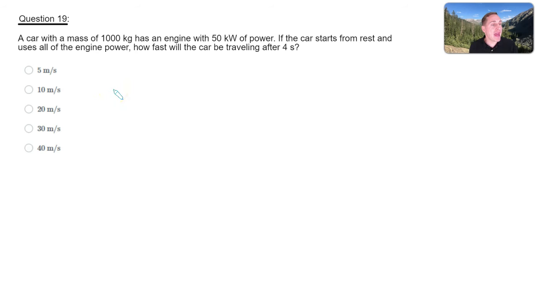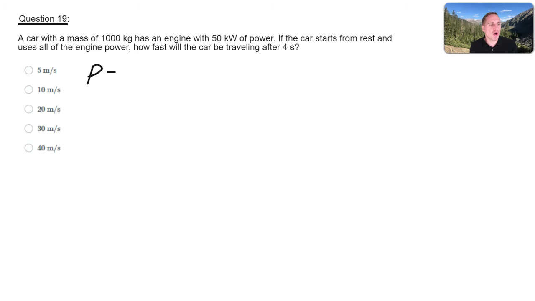Question 19. A car with mass 1,000 kilograms has an engine with 50 kilowatts of power. If the car starts from rest and uses all of its engine power, how fast will the car be traveling after 4 seconds? There's a couple ways to do this problem, but this is how power relates to energy and kinetic energy and stuff like that.